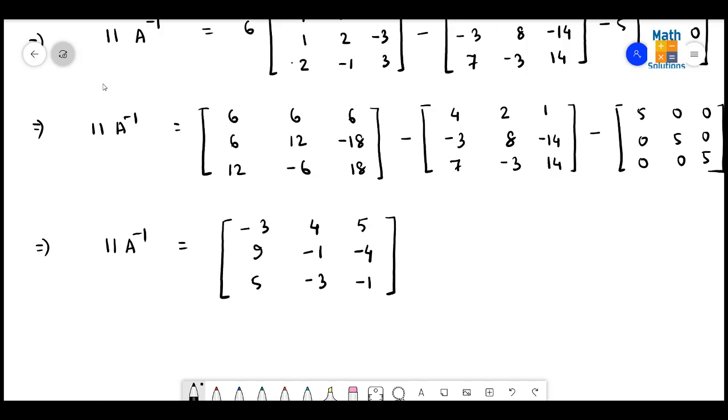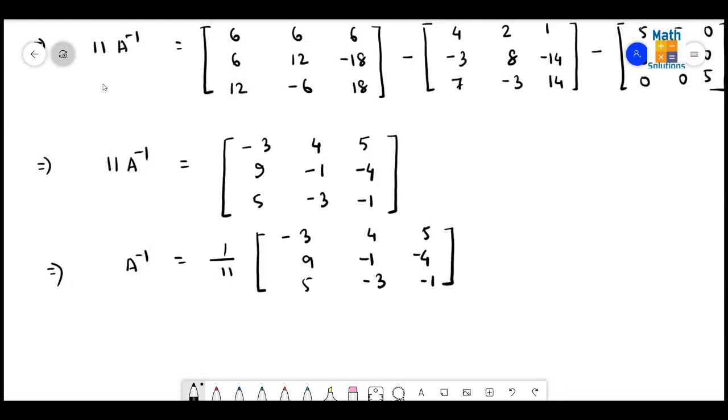Now for getting A inverse, I have to make this term independent of 11, and that will come to the opposite side as a reciprocal. So 1 by 11 will be multiplied with this already derived matrix 9 minus 1 minus 4, then 5 minus 3 minus 1, and finally, this is the answer to be obtained. Thank you.